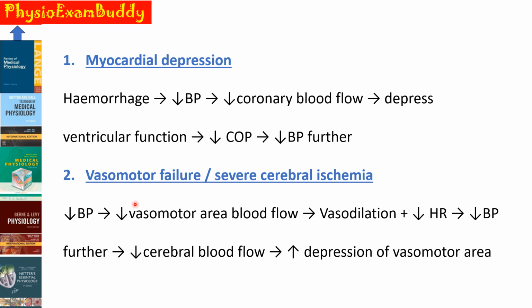The next feature of refractory shock is vasomotor failure or severe cerebral ischemia. Refractory shock usually leads to depression of the vasomotor area of the brain and causes vasodilatation as well as reduction in the heart rate. Both of these make the blood pressure drop further, with a further reduction in the cerebral blood flow and further depression of the vasomotor and cardiac areas.